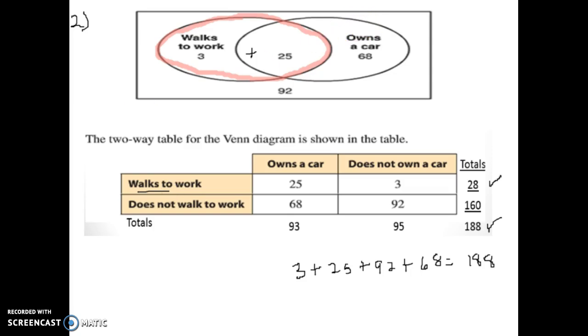And then we've got the other oval. Let me change the color here. It's going to be right here. That's the total that owns a car. So you have to take 25 plus 68. The total that owns a car is 93. And then this total is the one that does not walk to work and does not own a car. So that's this total here. So you can see that all our totals are correct.